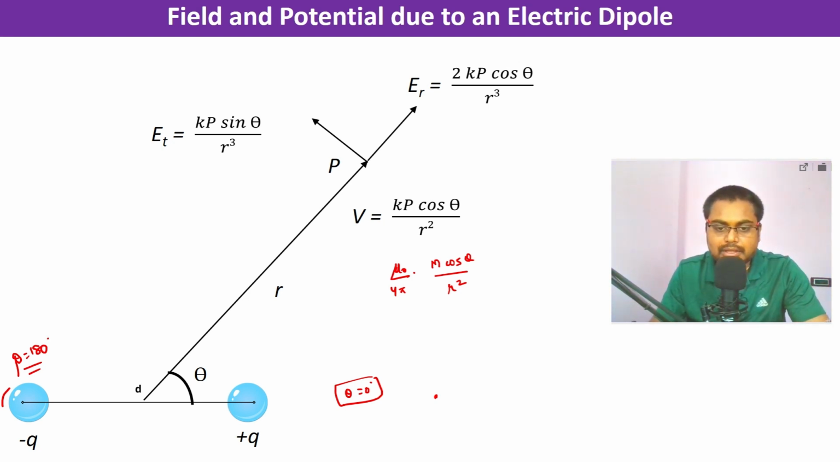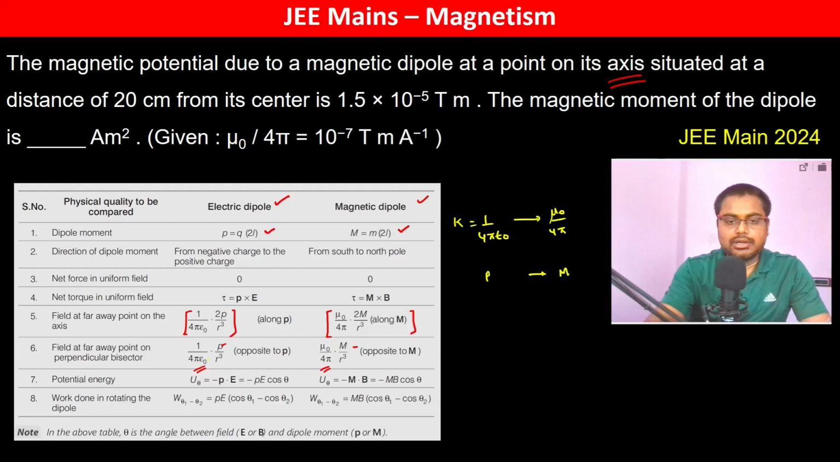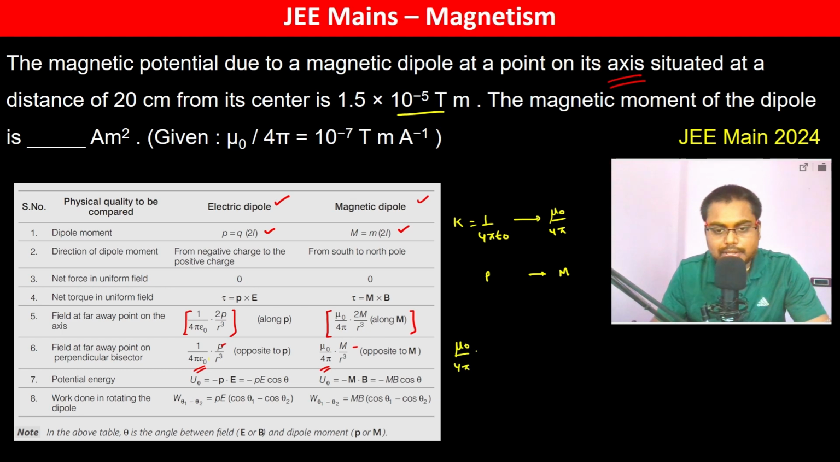So therefore we have mu naught by 4 pi into M divided by r square. Now what is being said here, that the potential is given. We have to find out the magnetic moment. So therefore it's quite simple. Mu naught by 4 pi into M by r square is equal to the potential.